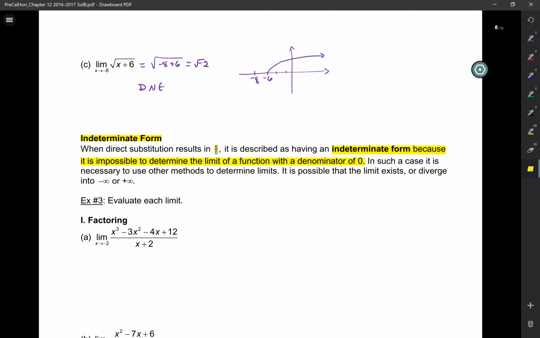In such a case, we have to use other methods to determine limits. So when you get 0 over 0, it's indeterminate. We don't have enough information to figure out what the limit will look like, so we have to use other methods. And there are two possibilities for the outcome. One is that the limit exists, so you get like 3 or -2 or 1 over 2. The other option is that it diverges to negative infinity or positive infinity.